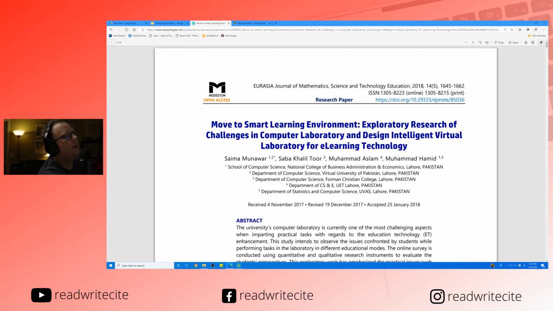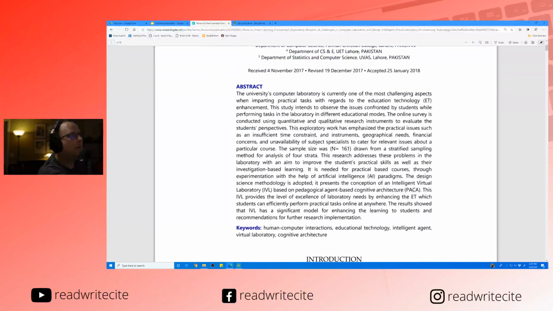It says when their paper was received by the publisher, when they made some changes, and then when it was accepted for publication, and then it was published during 2018. Following that, you're going to see a beautiful section called an abstract.